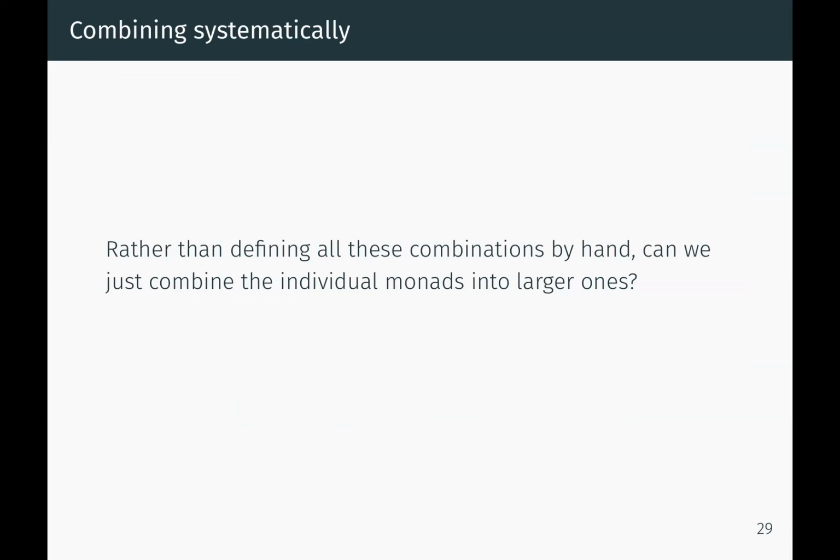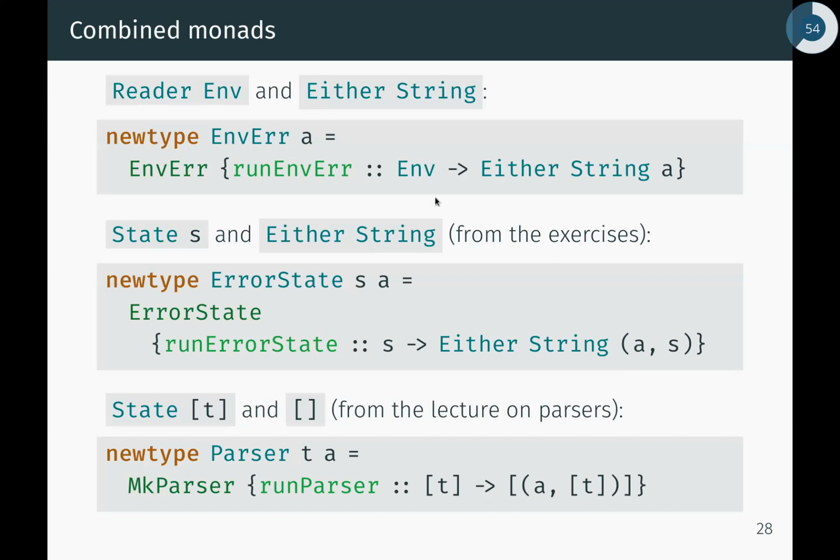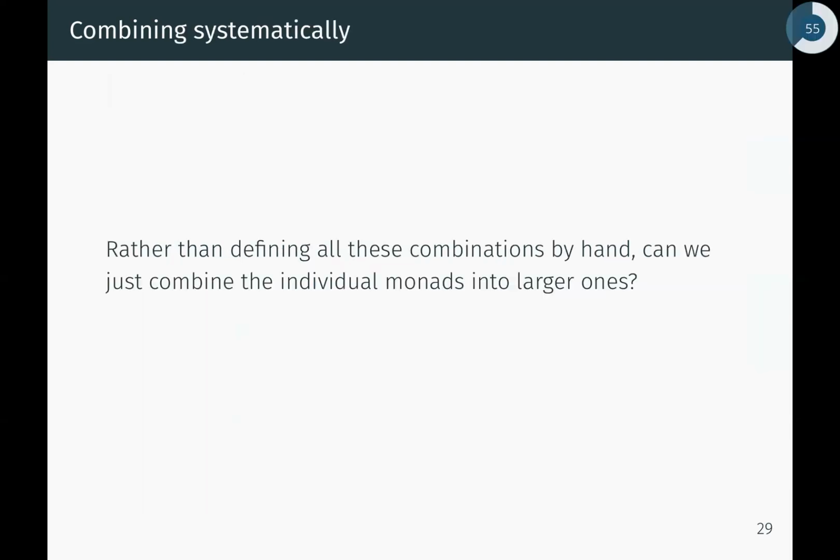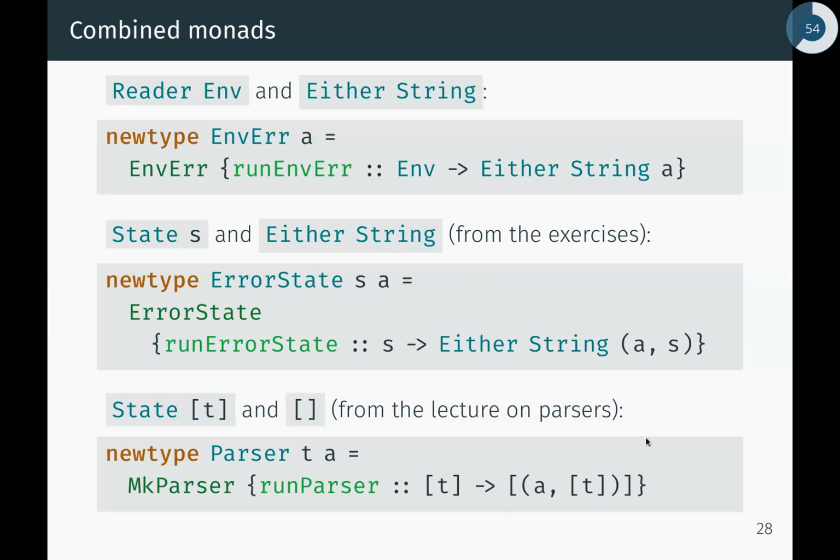So the question is, can we somehow combine two monads, for example, reader and either, or state and either, or list and state, to automatically get these combined monads without having to do anything ourselves? And unfortunately, the answer is not universally yes. It's not universally possible. But in these three examples, at least, and in many more, it is indeed possible.